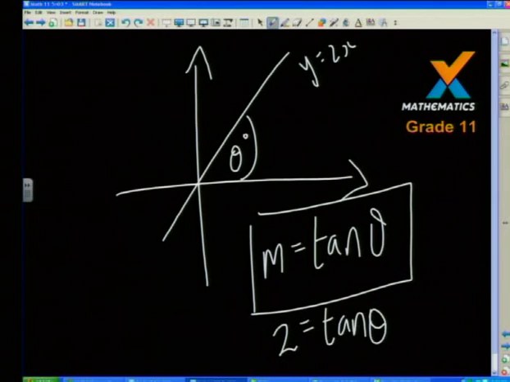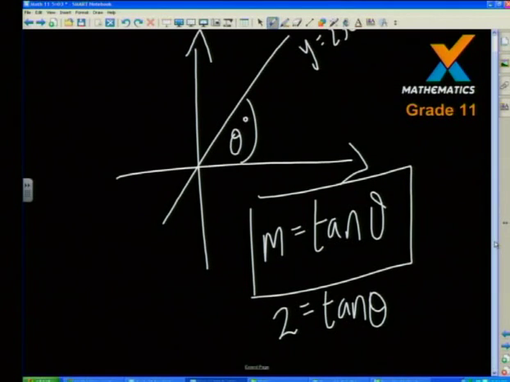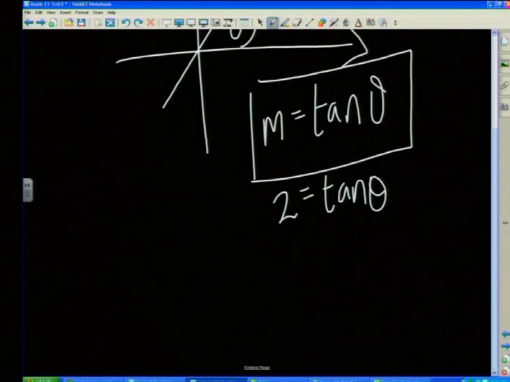Okay? And I don't have a calculator with me, but I'm sure all of you can use shift tan of 2, and that will then give you your theta degrees, and that is the angle of inclination. Okay? Don't get confused if you see a similar question with a line that has a negative slope.